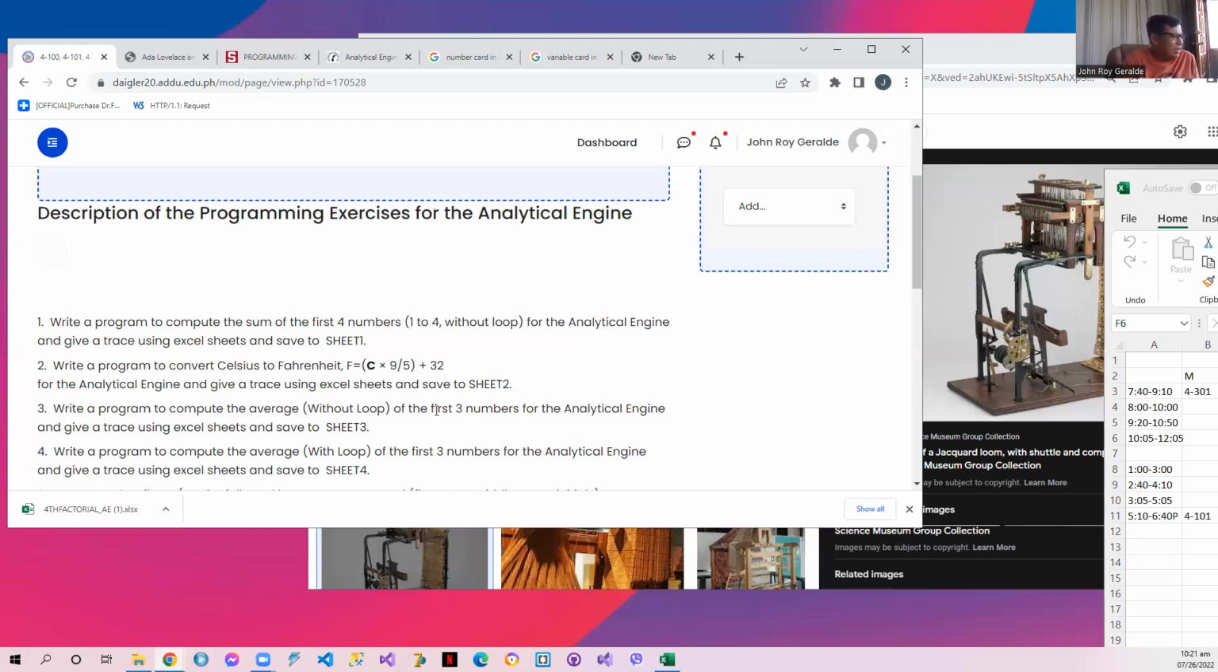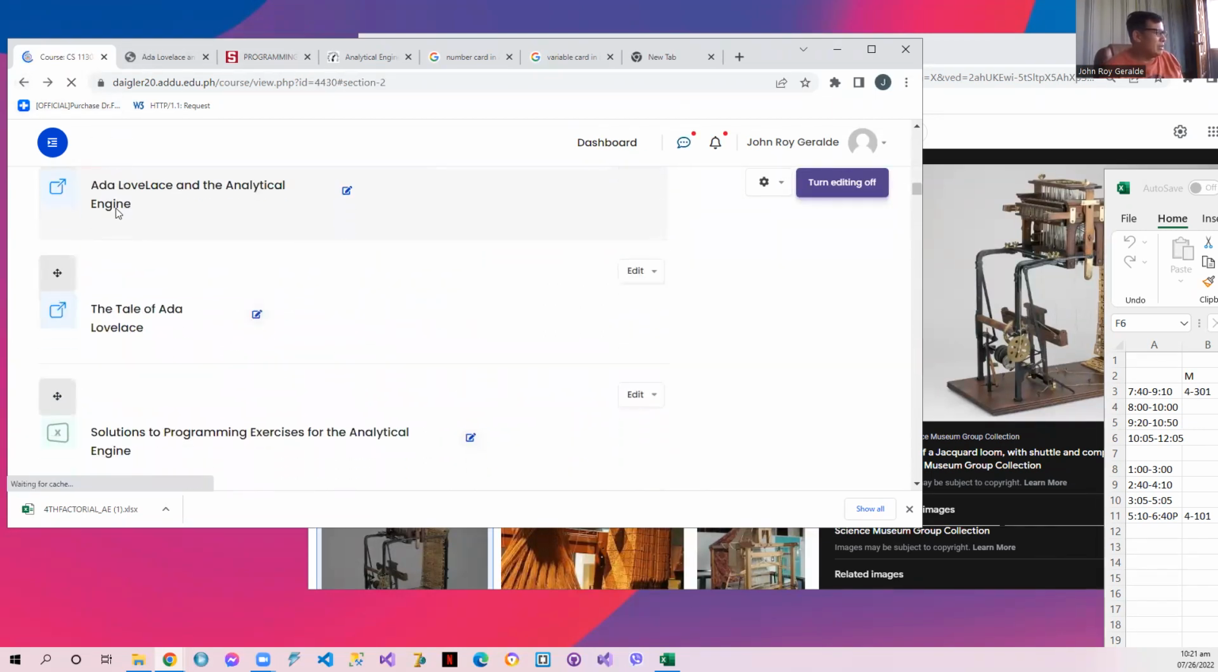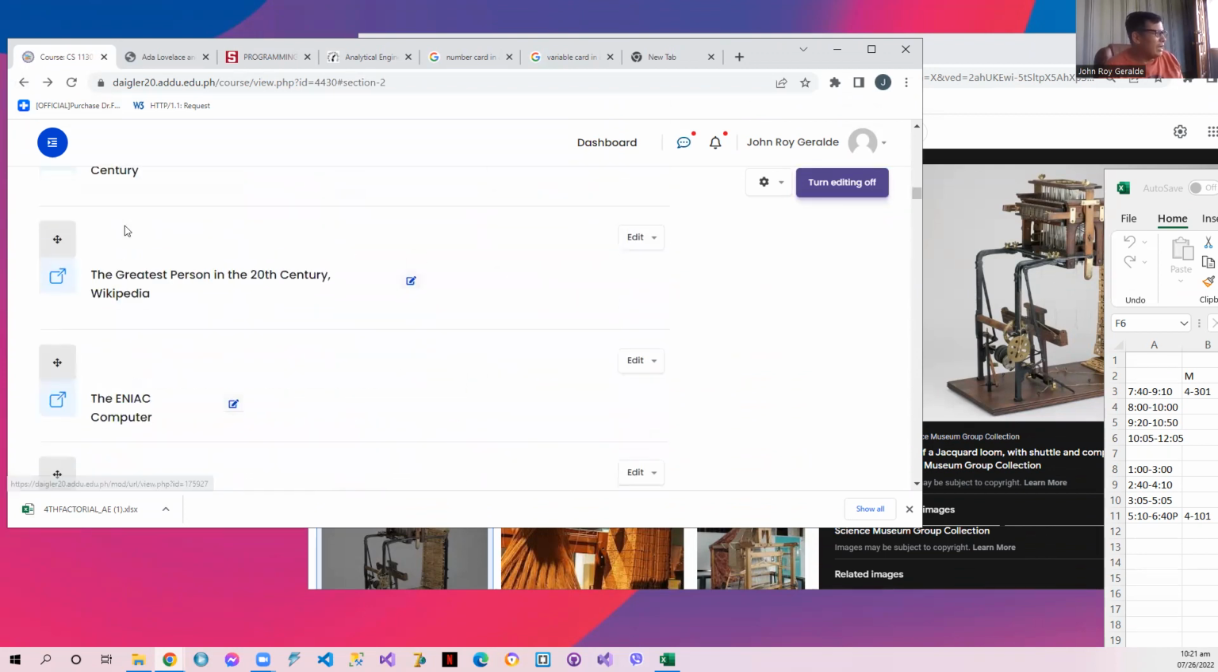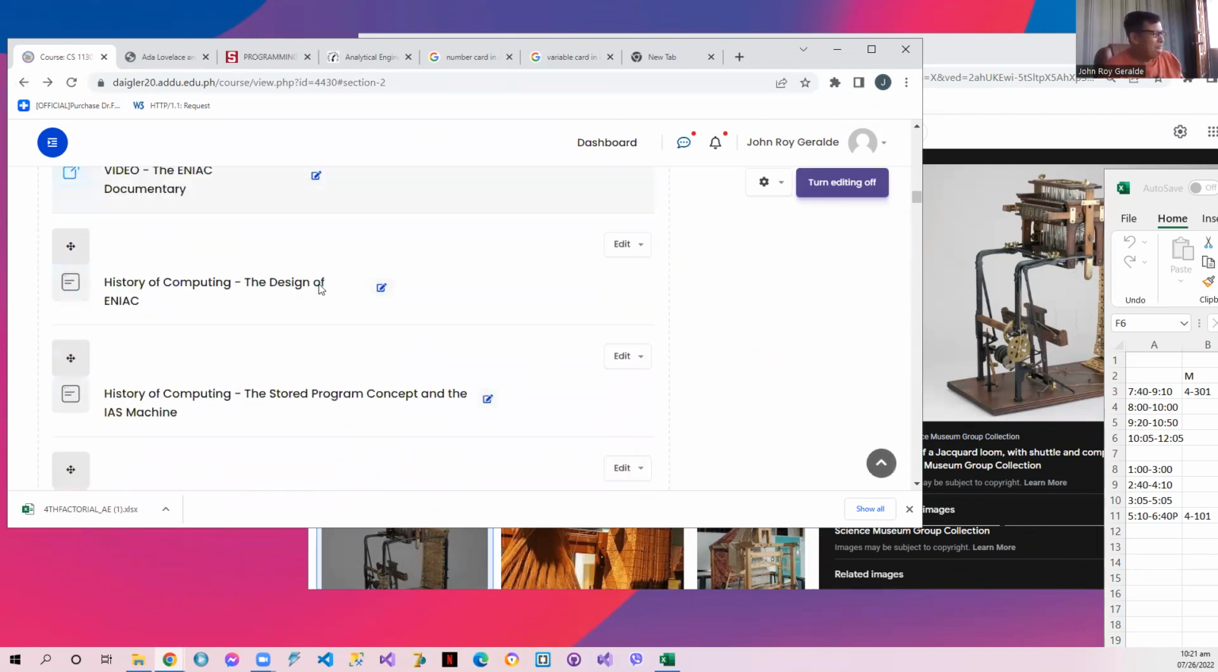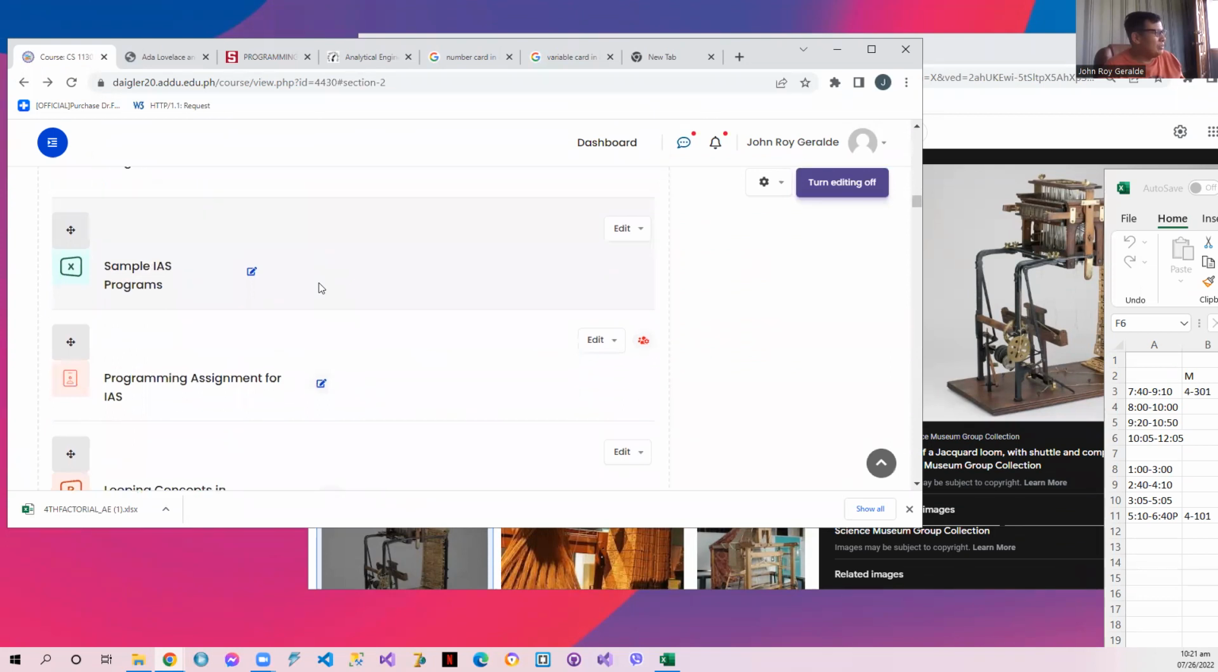That's the average. Now this time, write a program to compute the average of the first three numbers with loop and put it in sheet 4. Okay? Any questions? I will give you a template, of course. The template is there already for the fourth factorial. Now, I have another example for computing Fahrenheit to Celsius, right? Simple examples, no?